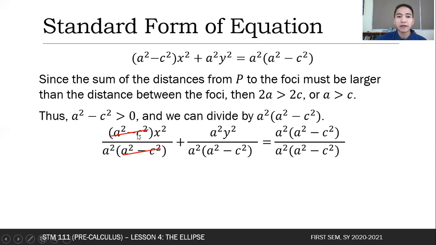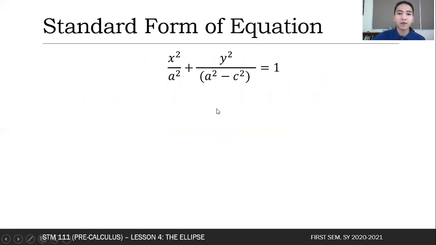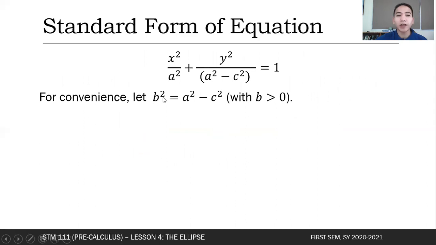If we cancel the common terms, yan, cancel. Cancel, that will result to 1. Okay, when we cancel, that doesn't make it 0, it just becomes 1. So yung magiging simplified form ay x squared over a squared plus y squared over a squared minus c squared is equal to 1. So from that, we continue. For convenience, we let b squared be equal to a squared minus c squared.